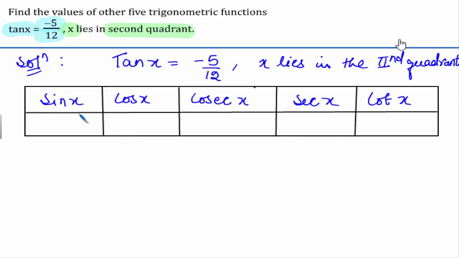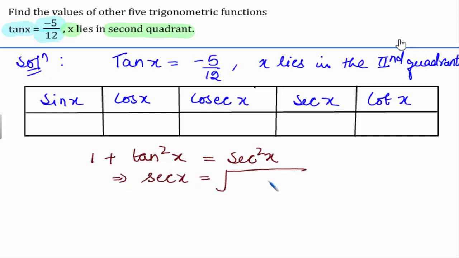and we have to find the value of sin x, cos x, cosec x, sec x and cot x. We know that 1 plus tan square x is equal to sec square x. So this implies that sec x is equal to square root of 1 plus tan square x.